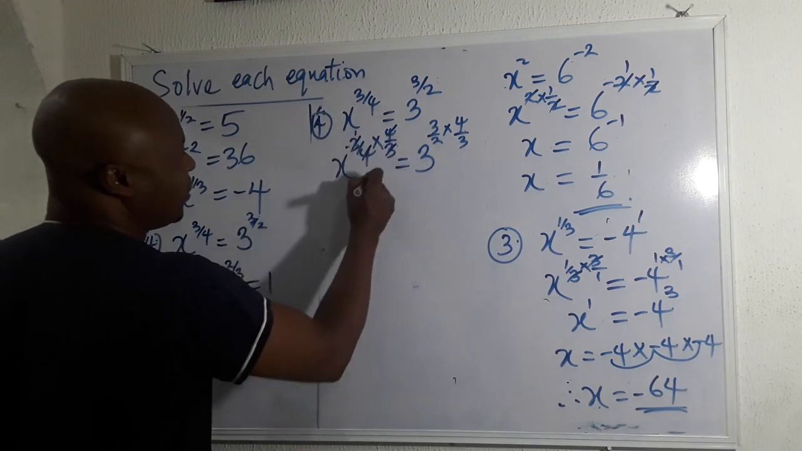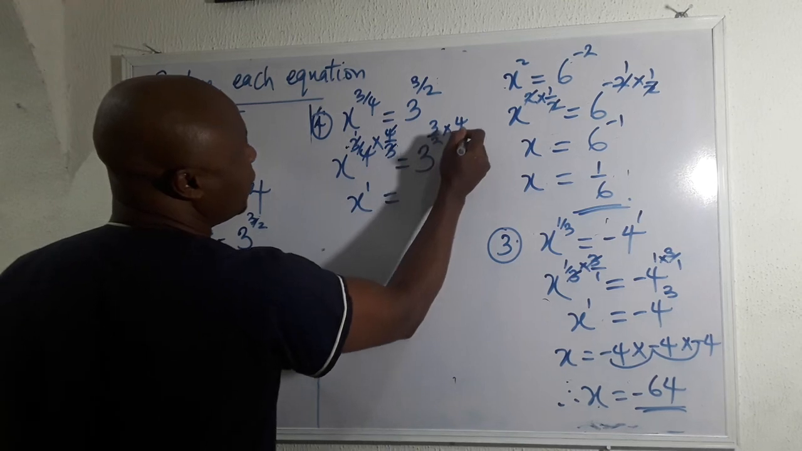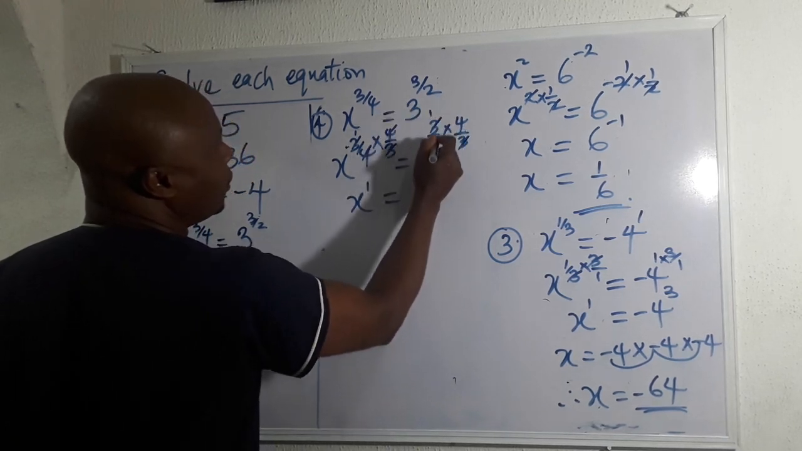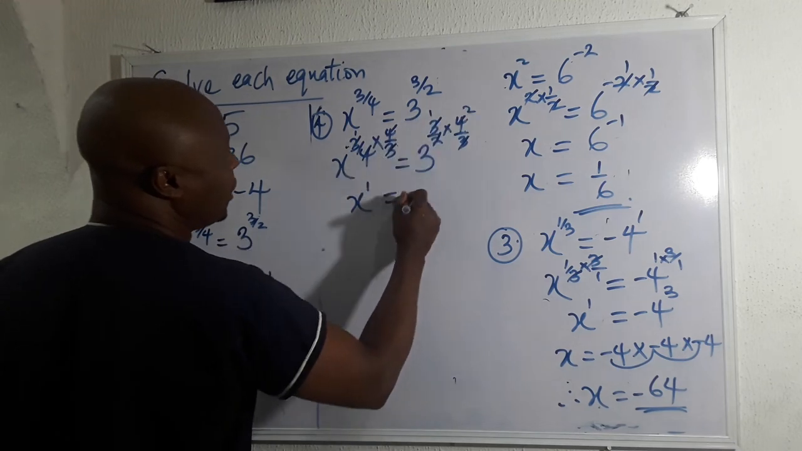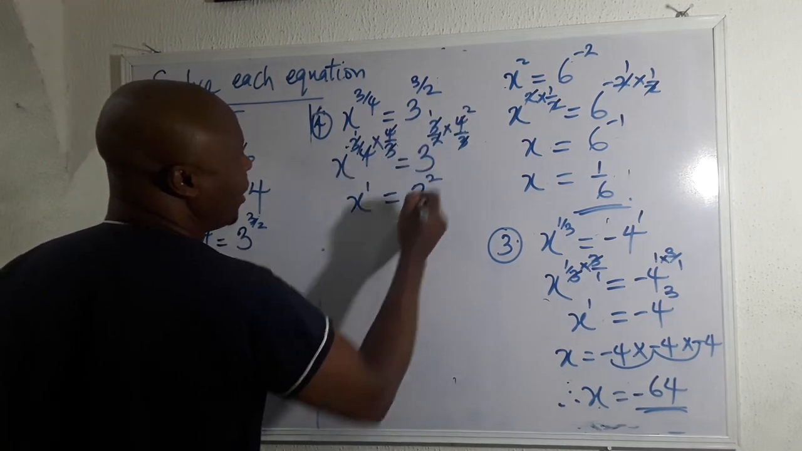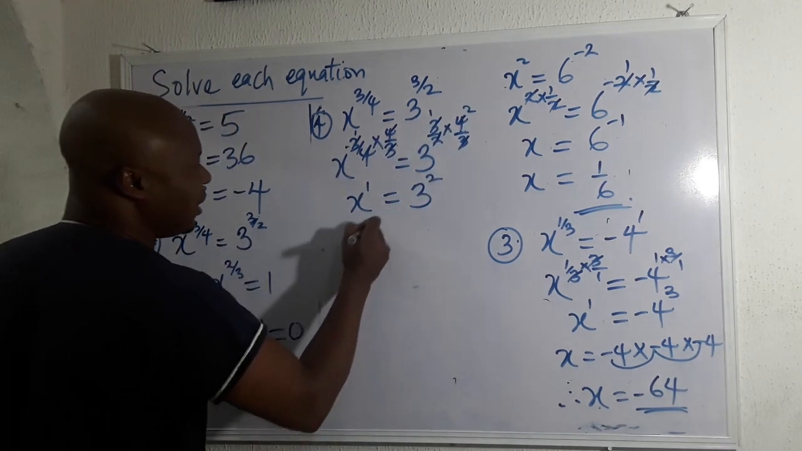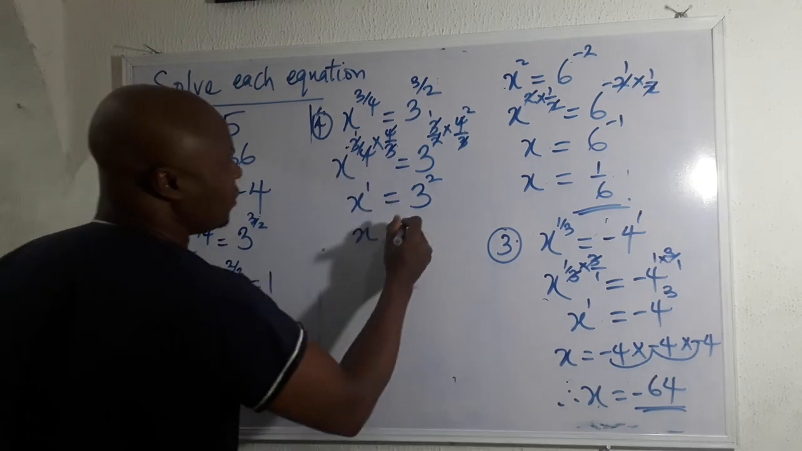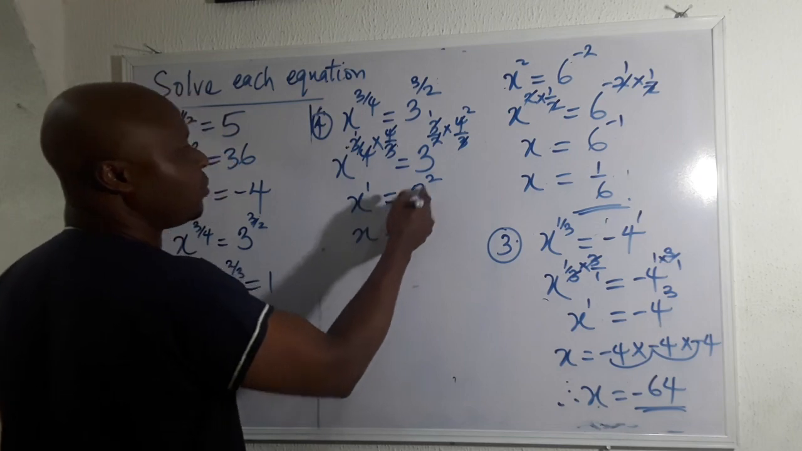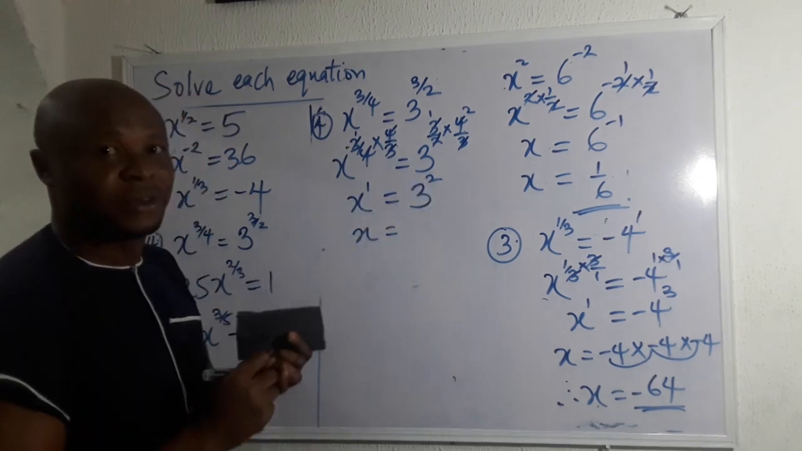So that is x raised to power 1 is equal to, now 3 into 3 is 1, 2 into 4 is 2, 1 times 2 is 2. So that will be 3 raised to power 2. So therefore x will now be equal to 3. x raised to power 1 is x. It's equal to 3x, 3 raised to power 2 is 3 times 3, and that is 9.